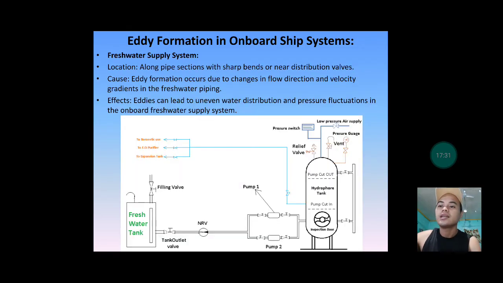Okay. Next, for freshwater supply systems, from the tank to valves, through the pumps, through the hydrophore, through the bending pipes, there will be eddies all over the system. Eddies can lead to uneven water distribution and pressure fluctuations in the onboard freshwater supply system.